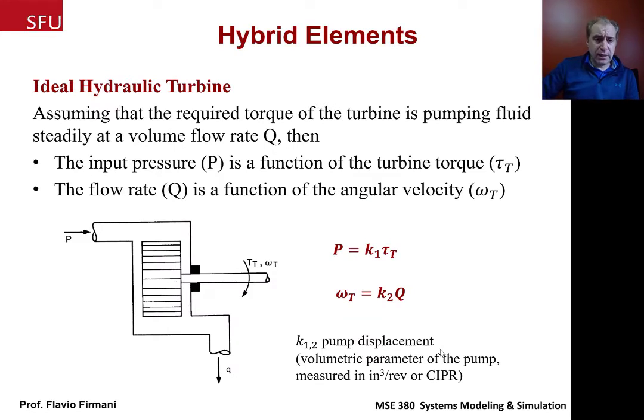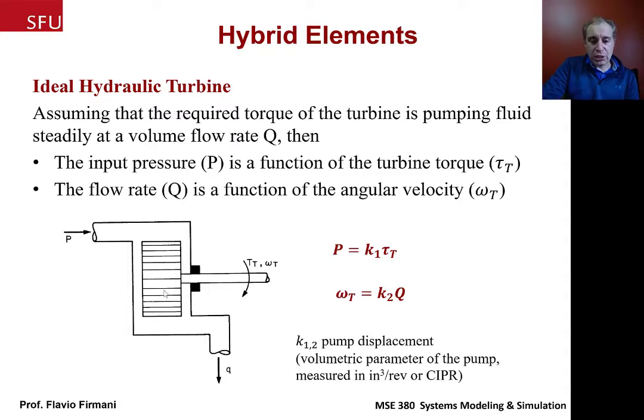Another example is a hydraulic turbine. In a hydraulic turbine, we have a fluid system where pressure and volume flow rate are our two state variables. And then we have the impeller, or the turbine of the hydraulic turbine, that is going to be our mechanical rotational system.